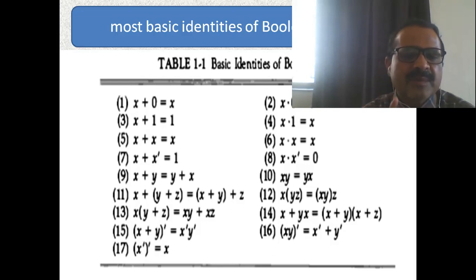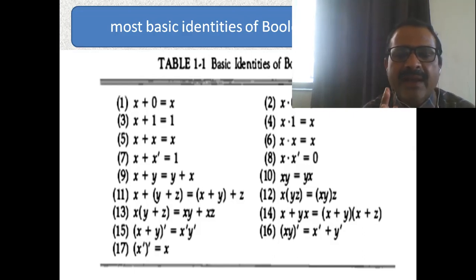Rule number 7, x plus x complement is equal to 1. Rule number 8, x into x complement is equal to 0. Rule number 9, x or y is equal to y plus x. In mathematics, these particular rules are named with another convention, but we are going to focus on this here for the digital circuit simplification.